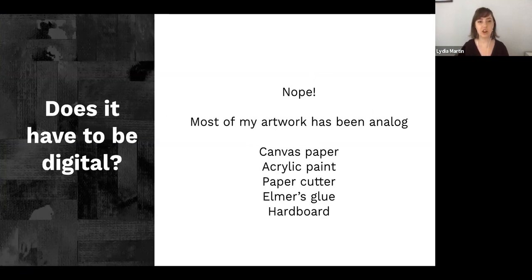Now, does glitch art have to be digital? No. I've made plenty of glitch art that is analog. I'm going to give you a little background on that, and then we're actually going to play with making some digital glitch art. In terms of my previous analog work, I've made it with really simple materials. I've used canvas paper, which is essentially a type of surface to paint on, acrylic paint, a paper cutter, Elmer's glue, and a hardboard.